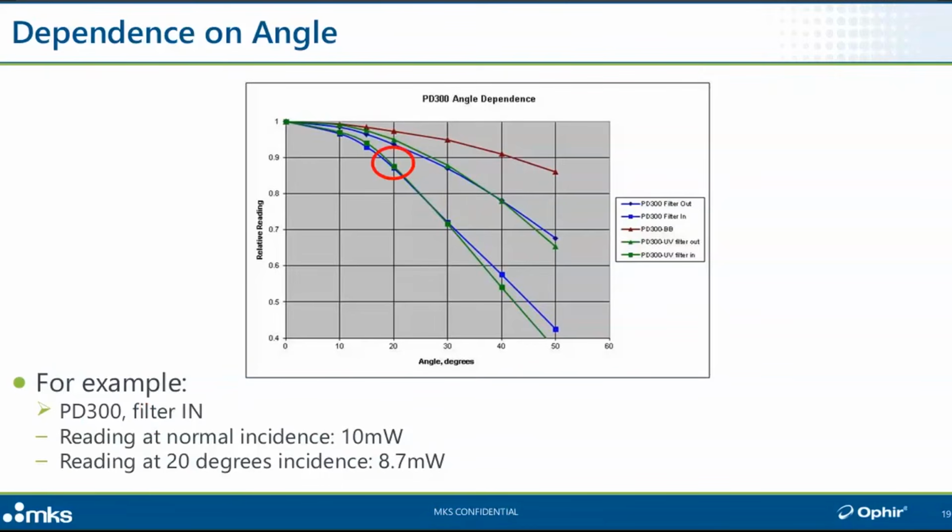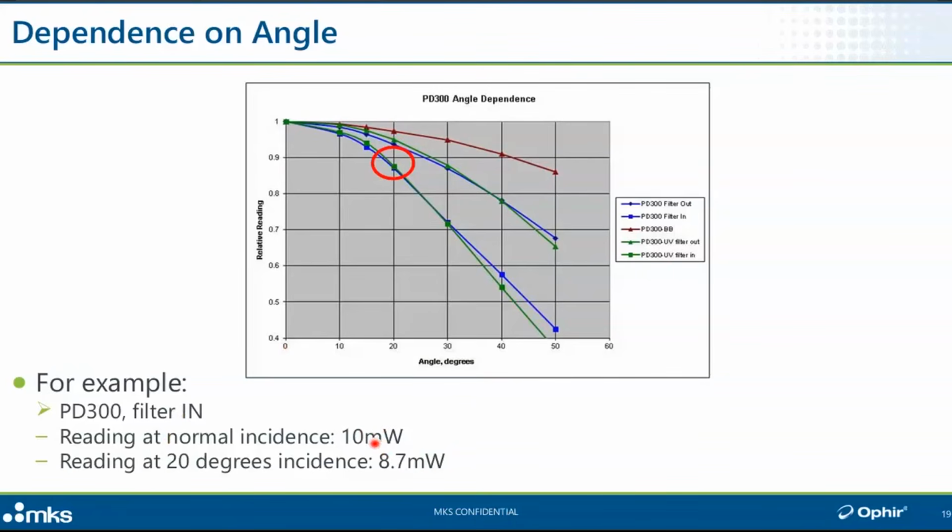If you notice here, the x-axis is the angle, the y-axis is the relative response. At 0 degrees incidence, meaning normal vertical incidence, that's 100% response. With the PD300, with that removable filter in, it drops down to 87% of what it was at normal incidence. So if the actual power in the beam was 10 milliwatts and the angle of incidence is 20 degrees, we're going to be reading not 10 milliwatts, but 8.7 milliwatts.